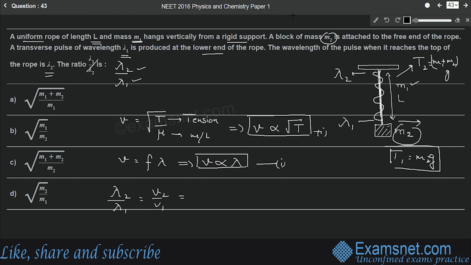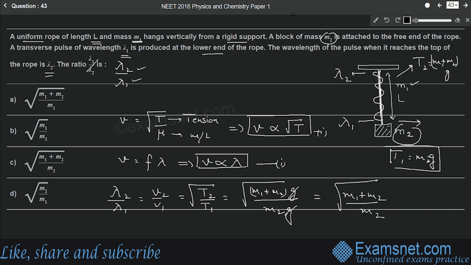So from here we can write that v2 by v1 is equal to under root T2 by T1, and T2 is equal to (m1 plus m2)g, whereas T1 is m2g. So g will be cancelled. What is the ratio? Under root (m1 plus m2) upon m2. So option C will be the correct answer.